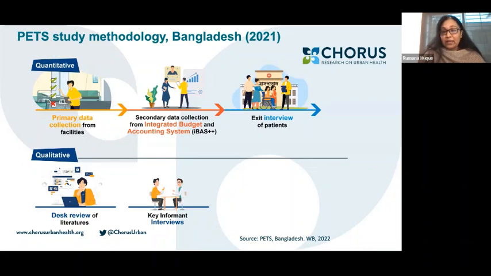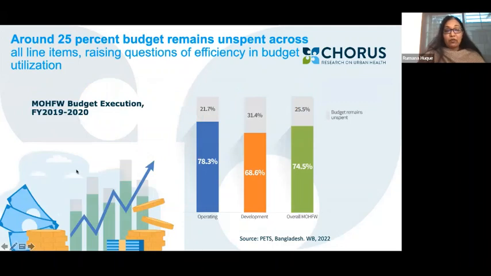We also did some exit client interviews. The qualitative methods included a desk review of literature and some key informant interviews, to cross-check and validate what we received from the primary sources at the local level and the secondary sources from IBAS. So we got some validation and also some information from the key informants.